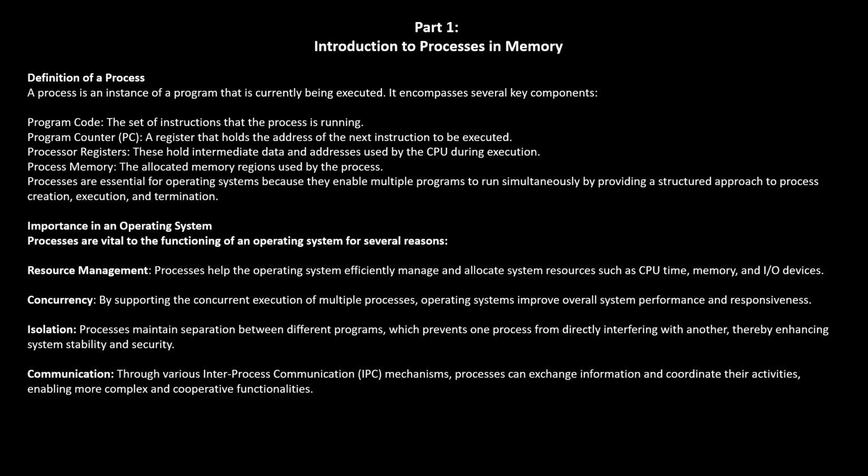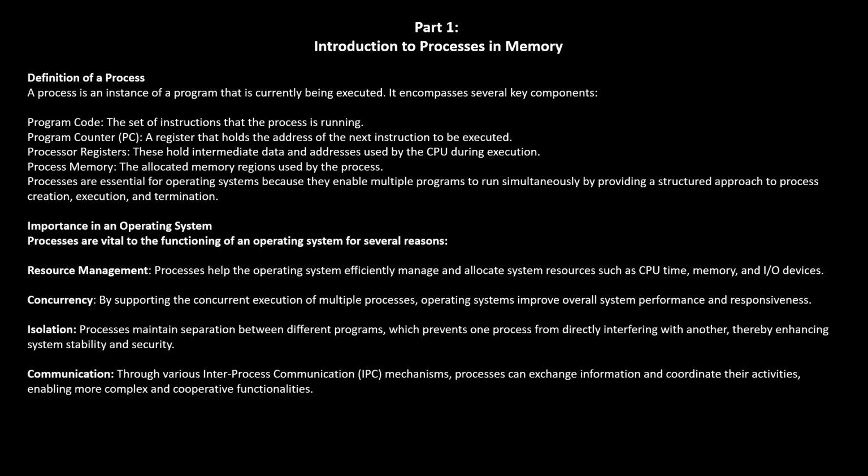Importance in an operating system. Processes are vital to the functioning of an operating system for several reasons. Resource management. Processes help the operating system efficiently manage all the allocated system resources such as CPU time, memory, and devices. Concurrency. By supporting the concurrent execution of multiple processes, the operating system improves overall system performance and responsiveness.